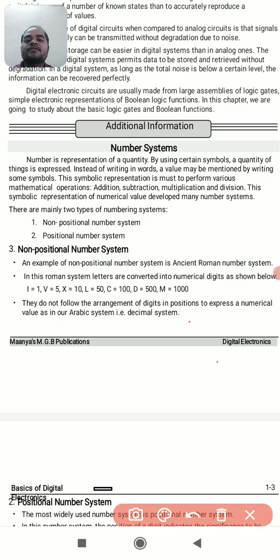Here we are using digits as values. Instead of writing in words, a value can be written in symbol form. This symbolic representation is a must to perform various mathematical operations like addition, subtraction, multiplication and division. Basically, we use two types of number systems. One is called the non-positional number system, and the second one is the positional number system.